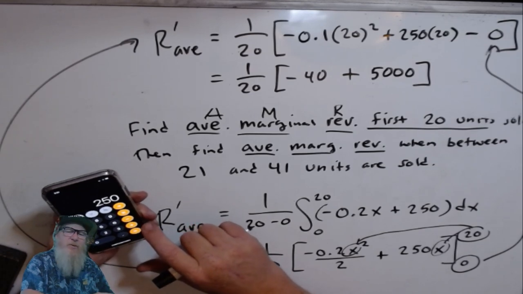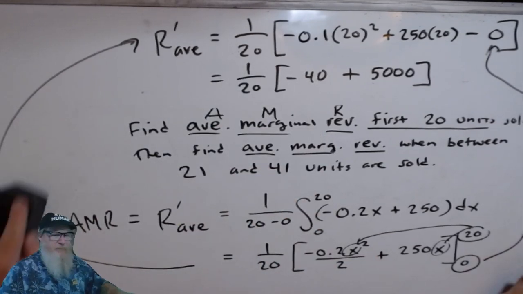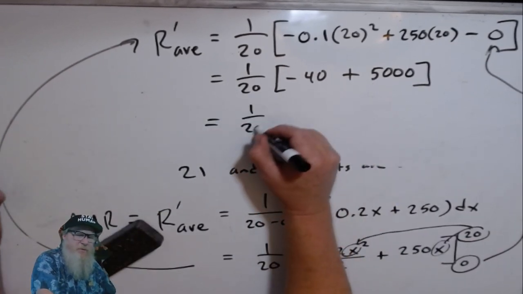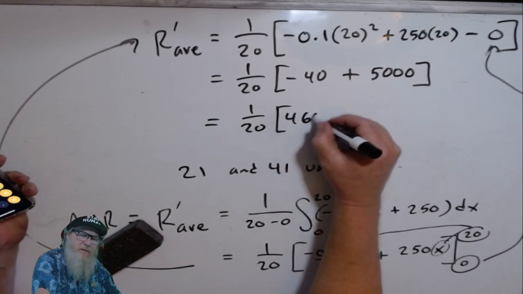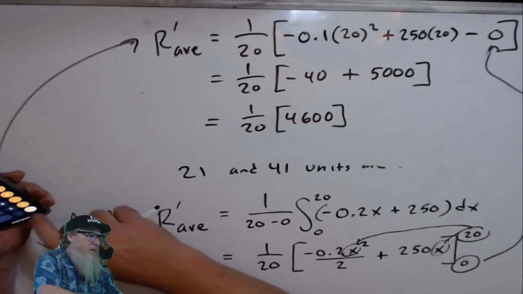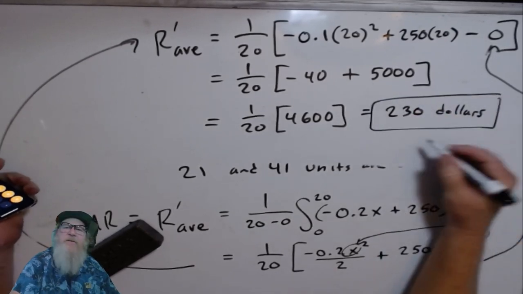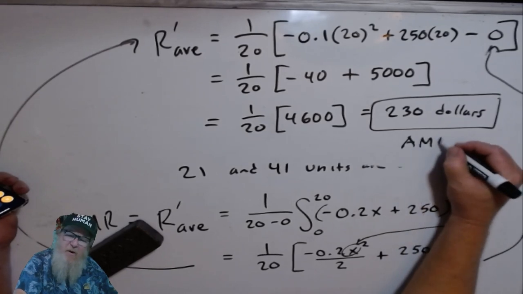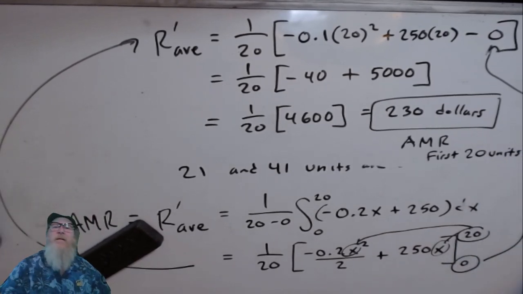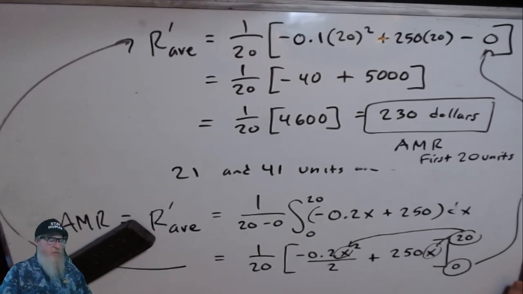250, did I say 2,500? I meant 250 times 20 is 5,000. All right, so that's going to be 1/20 times 4,600. 4,600 divided by 20 is $230. So that's what we call AMR first 20, average marginal revenue to sell the first 20 units.